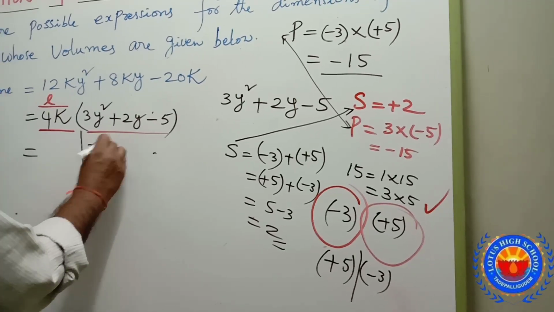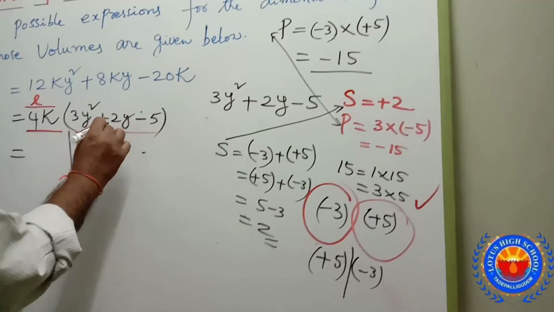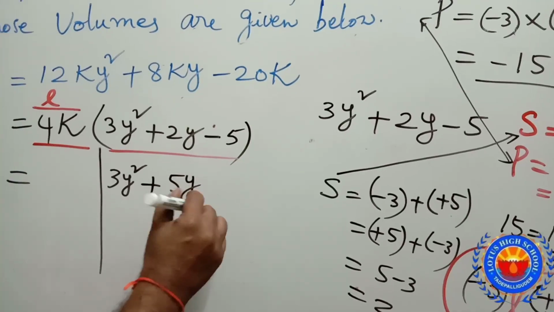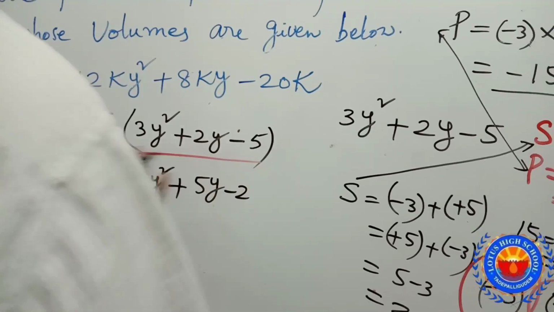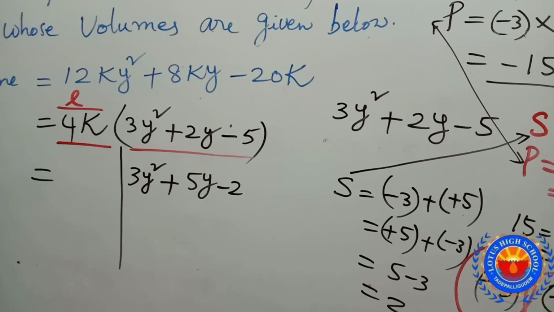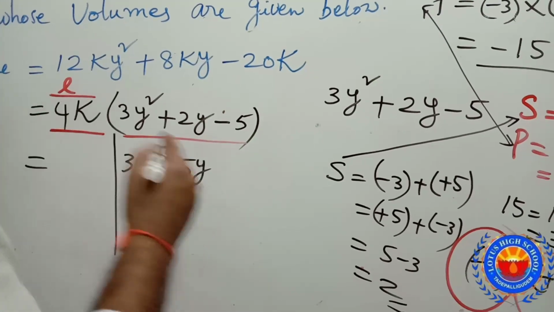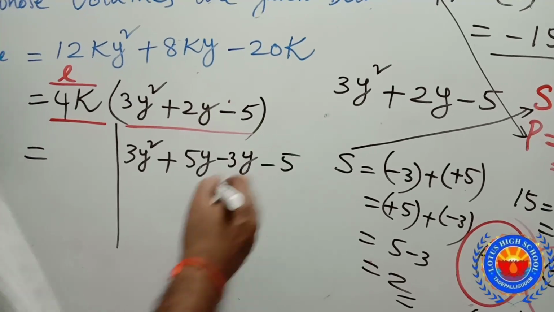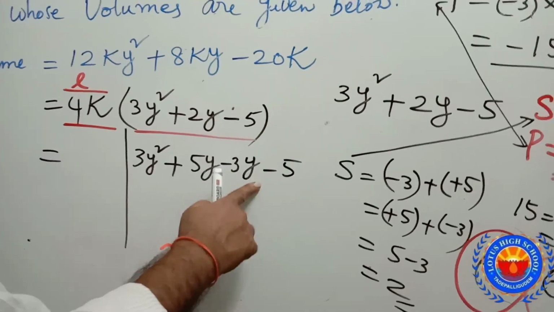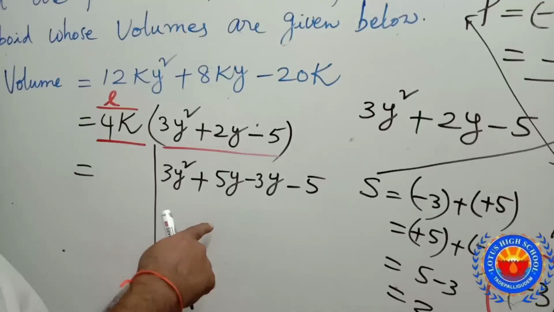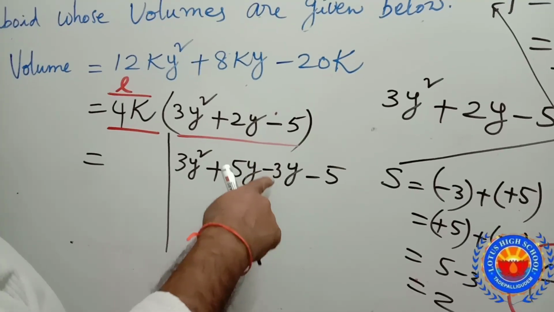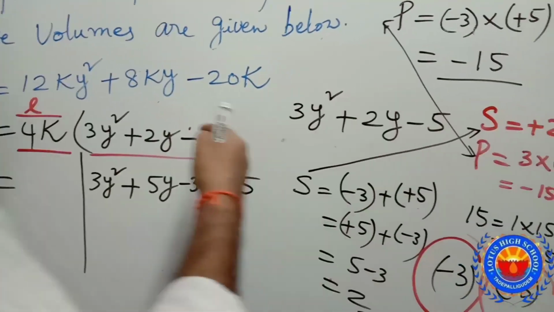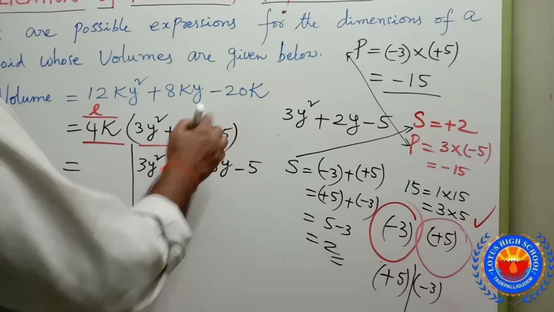3y square plus 2y. Plus 2y is nothing but plus 5y minus 3y, and then minus 5. Just to check: plus 5y minus 3y is equal to plus 2y. If you multiply plus 5 into minus 3, that is nothing but minus 15. 3 5s are 15, so 3 into minus 5 is minus 15.